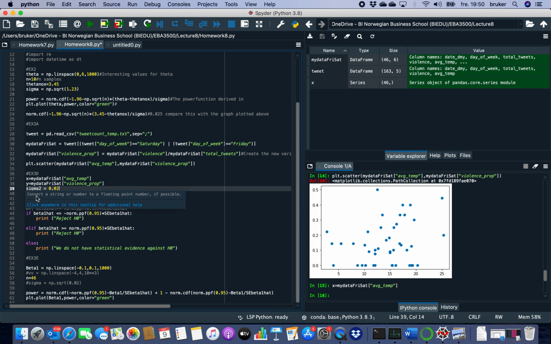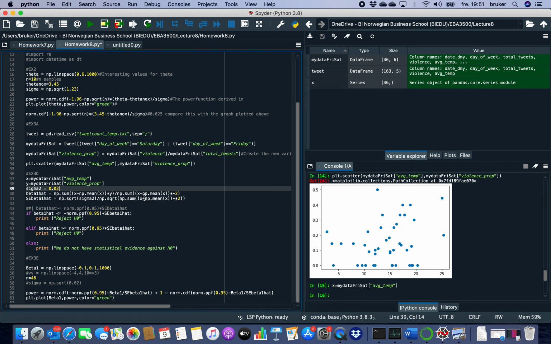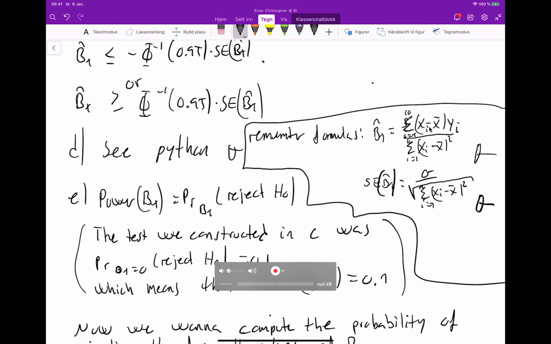Sigma to the power of 2, and then I can compute beta 1 hat, which is the sum of the x minus the mean of the x times y, divided by the sum of the x minus the mean of the x to the power of 2. Let's check that that's right. Yes, that is this first one here. That's this beta 1 hat. And then I have to calculate the standard error.